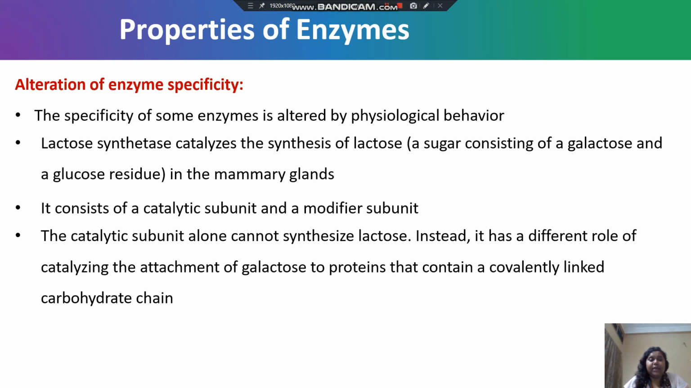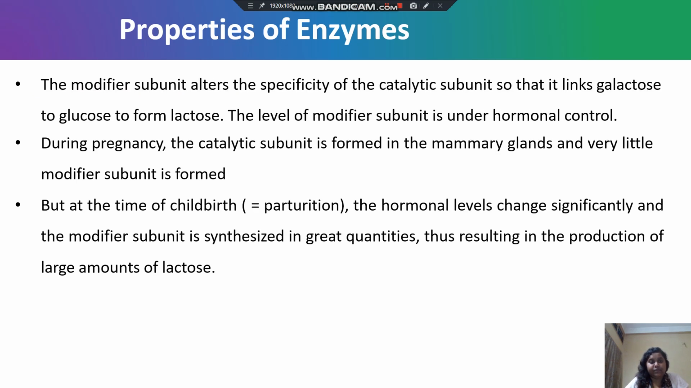The catalytic subunit alone cannot synthesize lactose. Instead, it has a different role of catalyzing the attachment of galactose to proteins that contain a covalently linked carbohydrate chain. The modifier subunit alters the specificity of the catalytic subunit so that it links galactose to glucose to form lactose. The level of modifier subunit is under hormonal control.